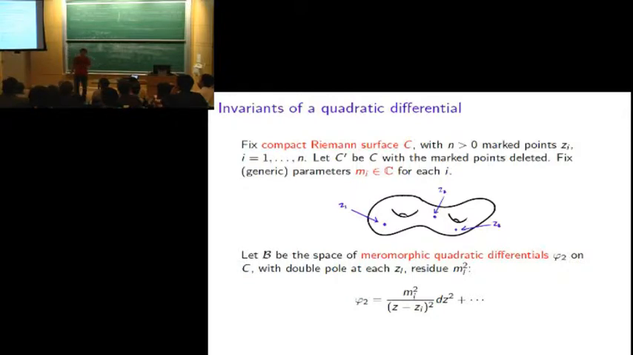And let's fix some parameters. At each of these marked points, I'll fix a complex number. And I want those numbers to be generic. I don't want them to be 0. OK, good.